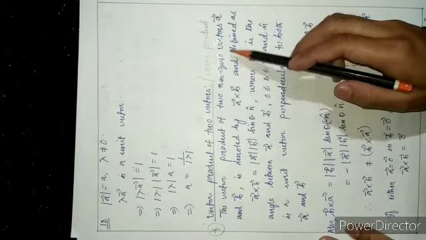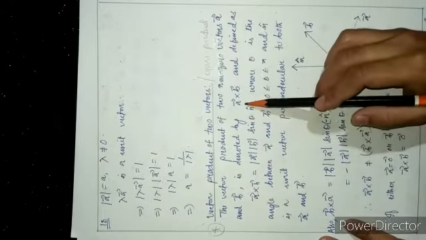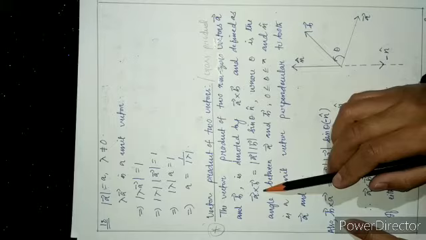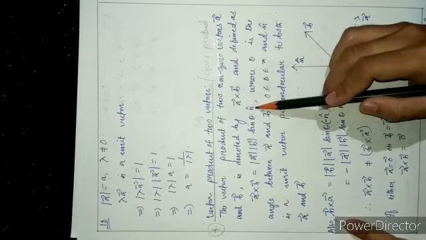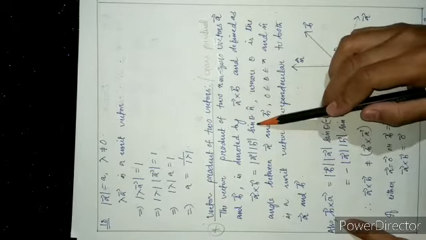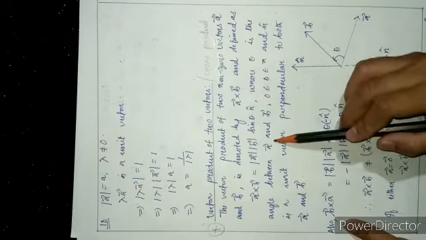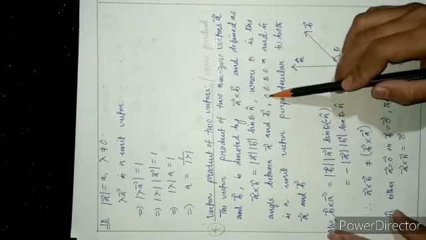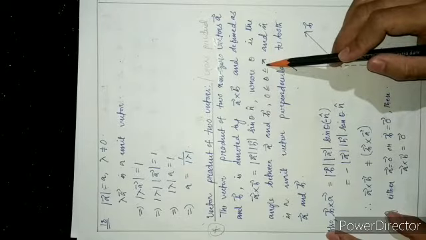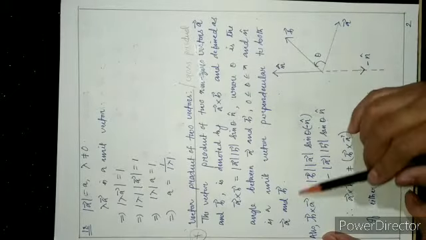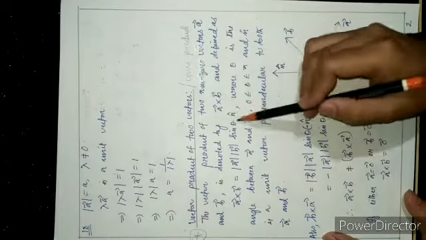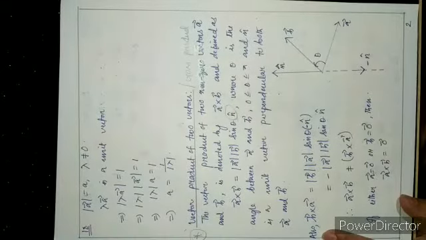The vector product of two non-zero vectors A vector and B vector is denoted by A cross B and is defined as A cross B is equal to magnitude of A, magnitude of B, sine theta n cap, where theta is the angle between A vector and B vector lying between 0 to 180 degrees, that is 0 to pi, and n cap is a unit vector which is perpendicular to both A vector and B vector, that is, perpendicular to the plane of vector A and vector B.